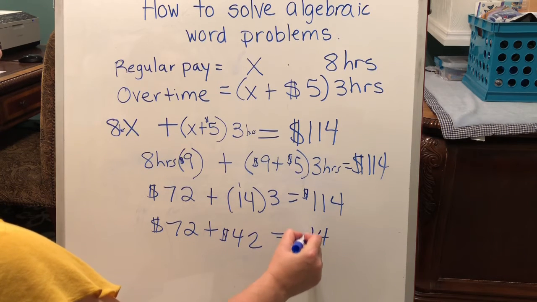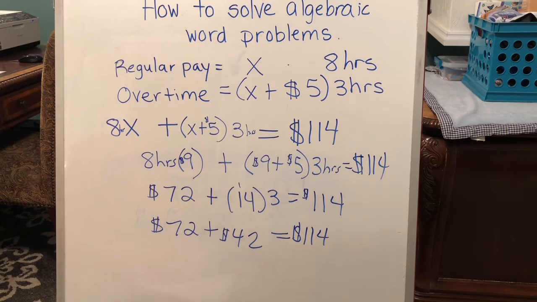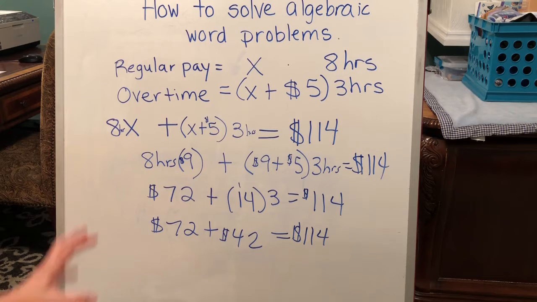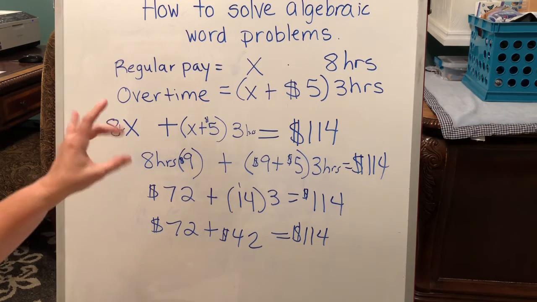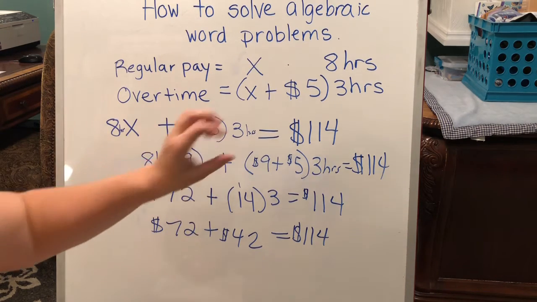And that is indeed $114. So when you're going through your word problems, you want to identify the information that they're giving you. Write it down. It really helps to write it down. You don't need to just start building the equation first.